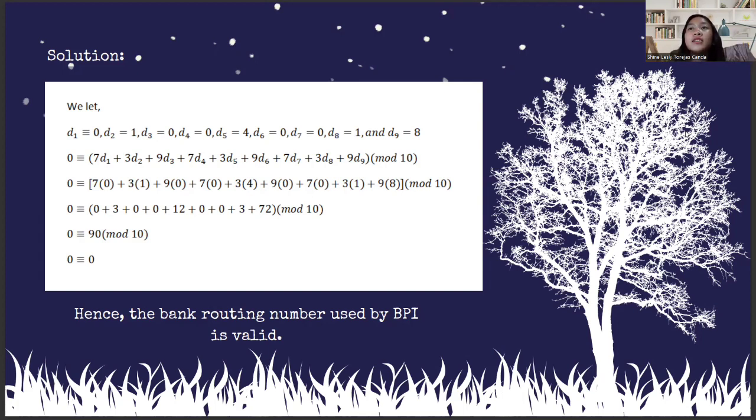Since after adding all the digits, the result is 90, so 90 divided by 10 is 9 and 9 times 10 is 90. So there is no remainder. Hence, the bank routing number used by BPI is valid.